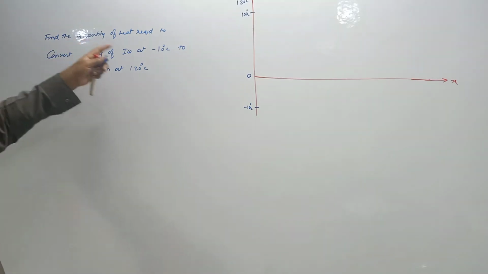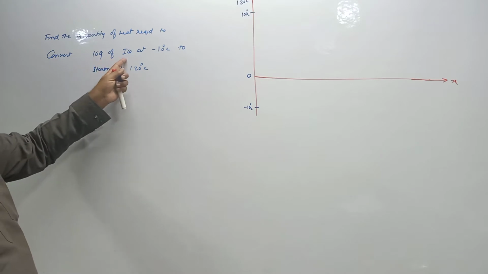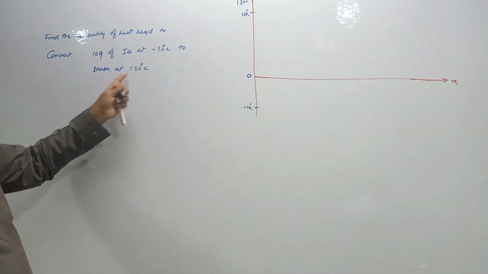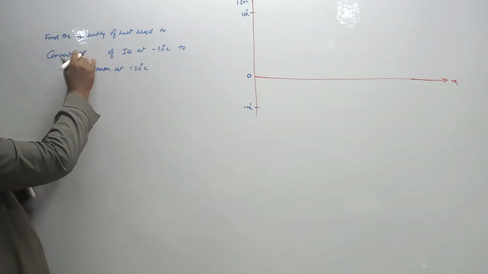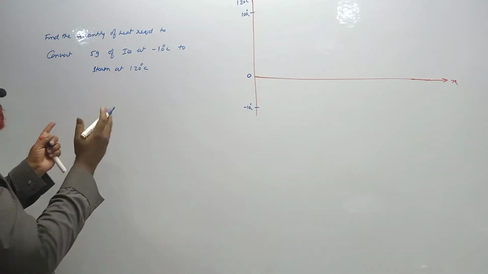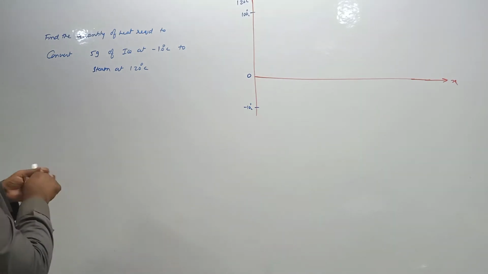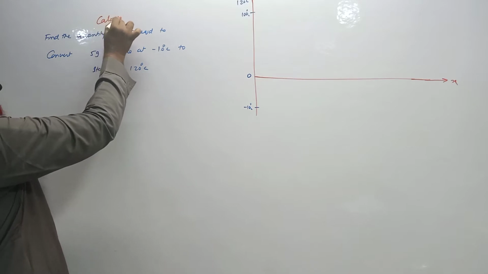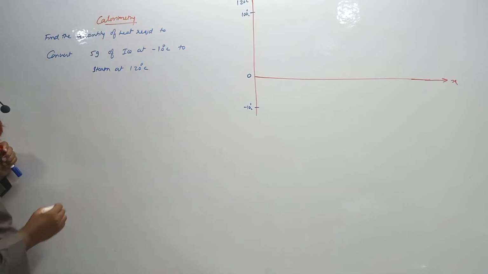So I am taking an ice, 10 grams of ice at minus 10 degrees Celsius to steam at 120 degrees Celsius. You can take 5 grams, 10 grams, doesn't matter, nothing happens. 5 grams of ice at minus 10 degrees Celsius to steam at 120 degrees Celsius. How can you convert this? Okay, actually this is a concept of calorimetry.